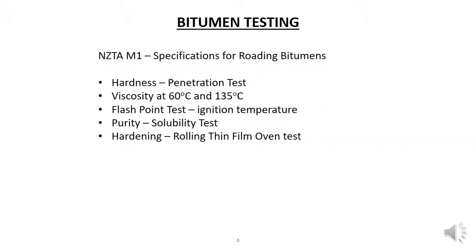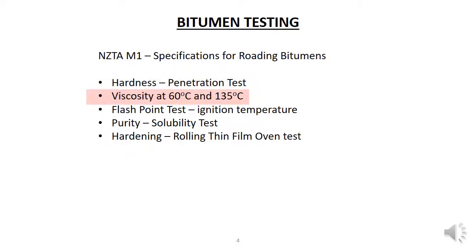The required properties of bitumens to be used on roads is set out in NZTA M1 specifications for roading bitumens. These properties include penetration, which was discussed in the previous slide, viscosity, flash point, purity, and weatherability. We looked at hardness in the previous slide. It is tested by the penetration test.